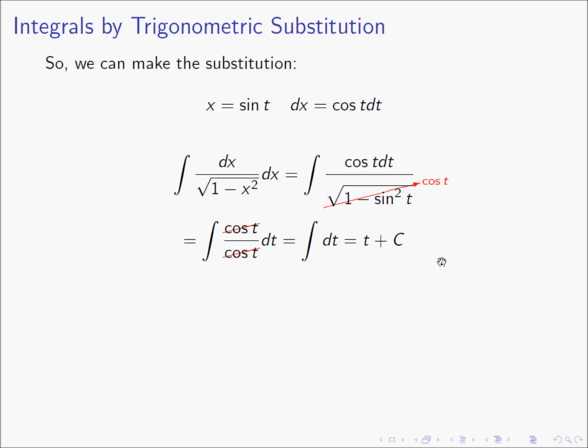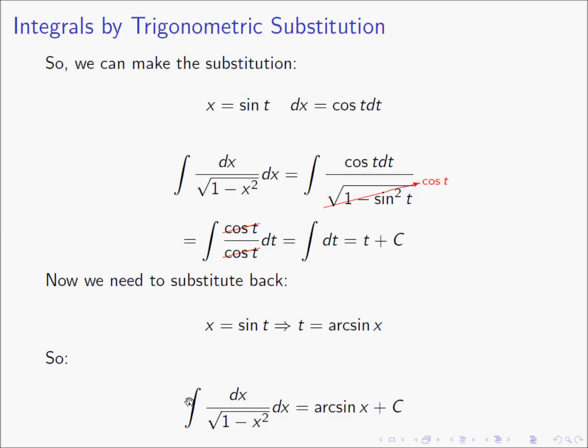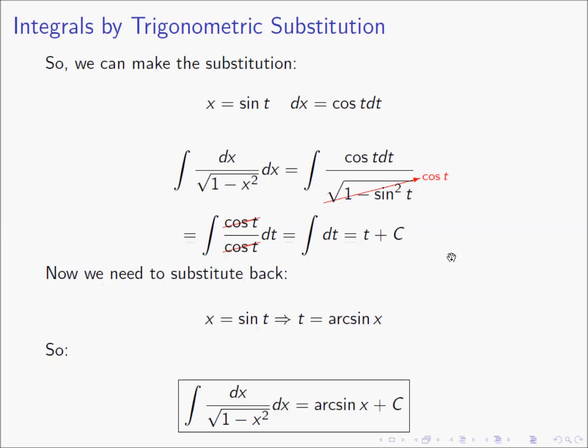Are we done? Not yet, because our integral is in terms of x, and we got our answer in terms of t. So we should substitute back. We know that x equals sine of t, and that means that t should equal the arcsine of x. That's the inverse trig function. So here we're replacing our answer to get that this integral equals arcsine of x plus c. That's the answer.